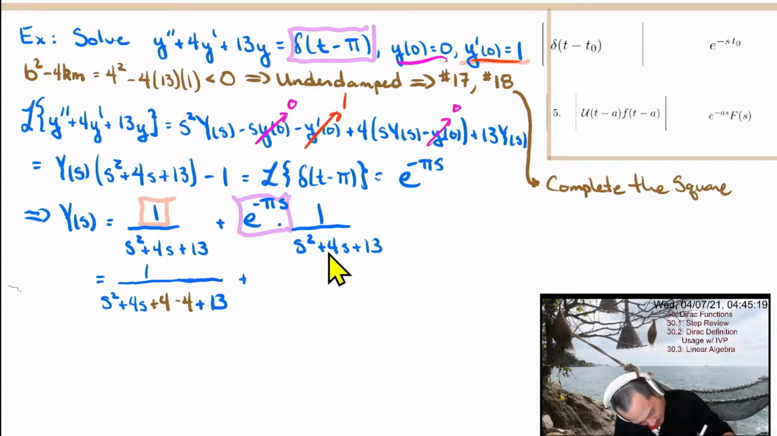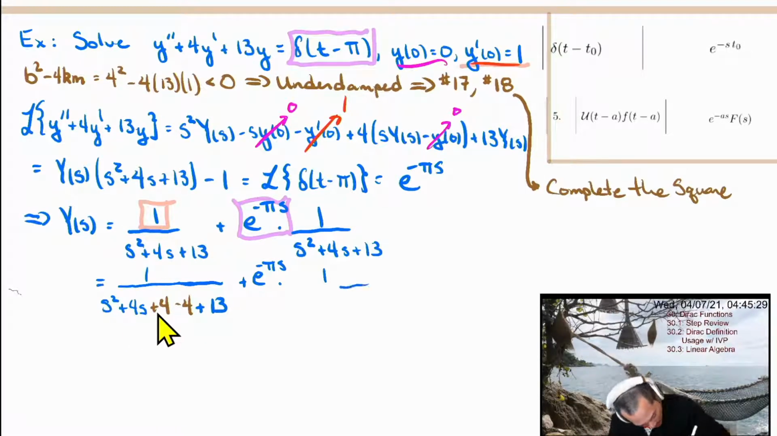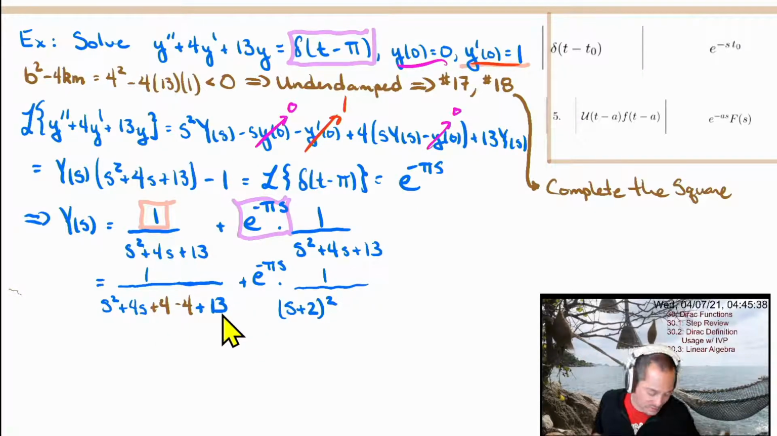And so I'll just finish completing the square over here. So if I add 4, then these first 3 terms are a perfect square, and they are s plus 2 quantity squared. And then I've got to add negative 4 to 13, and so I'll pick up a 9.